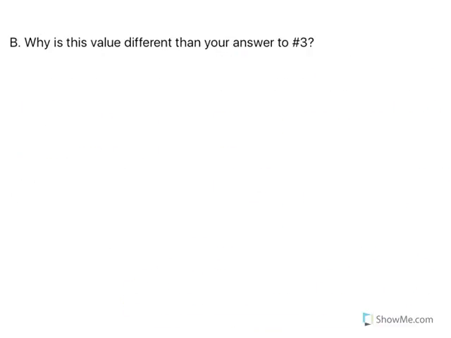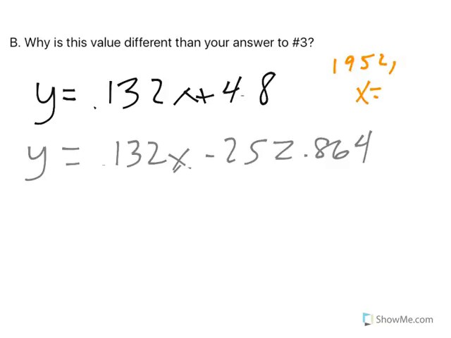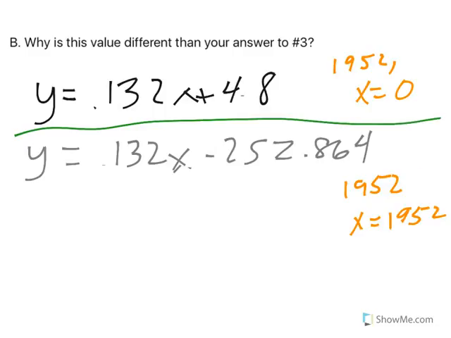We had y equals 0.132x plus 4.8, and we had y equals 0.132x minus 252.864. The difference is up here, you use 1952 means x equals 0, and in this one you use 1952 means x equals 1952. So you can see the difference. So in some of them, you have to change your years to a coordinating x value. And some of them, you're just going to type in your year as you see it.